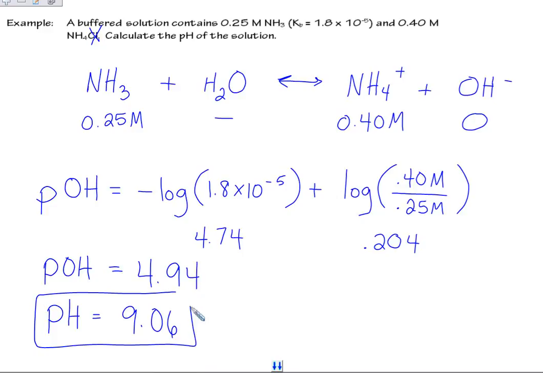That makes sense. It's a basic buffer. To get the pH, all I did was subtract that from 14. So you can use this for acidic buffers and basic buffers. It's real similar for the base. It's just that you're going to calculate the pOH. Maybe that's why they didn't put it in the packet this year. It's opposite log of the Kb plus log of the conjugate over the neutral particle.